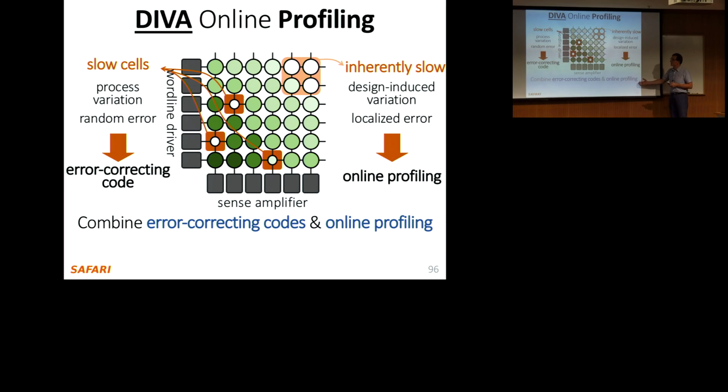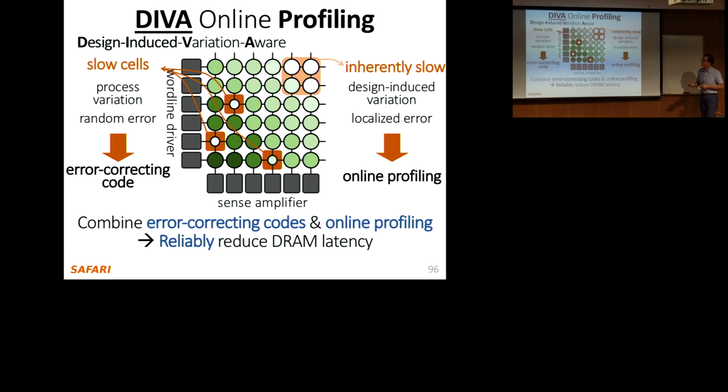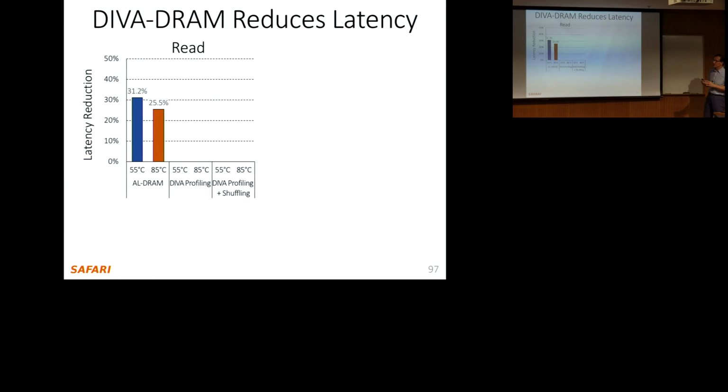You combine error correcting codes and online profiling. And this way, we can reliably reduce DRAM latency. We don't need to rely on somebody providing that latency. It's very similar to what you said earlier. If you get errors, maybe you can back off the latency also. And you combine this with your profiling as well. So that's the idea. And the paper has more detail as to how you do this profiling. I'm not going to go into that and bore you.